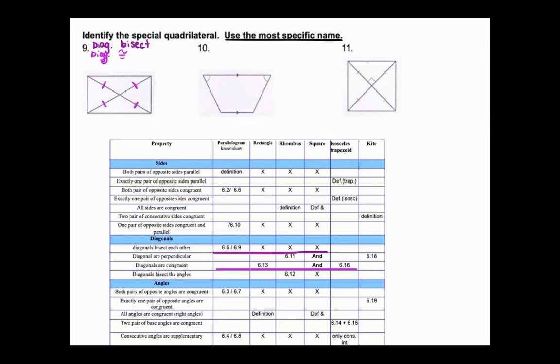So when we look at the shapes that this could be, because it is the diagonals bisecting each other, we can only look within our parallelogram section. We have additional information, so it's not just the parallelogram. We do not have perpendicular diagonals. So since we do not have the perpendicular diagonals, this one leaves us with the rectangle.